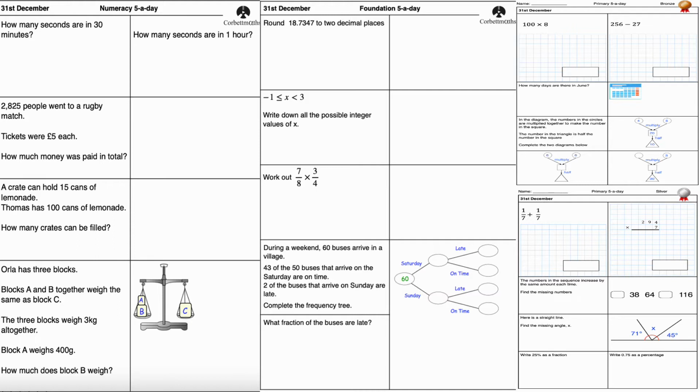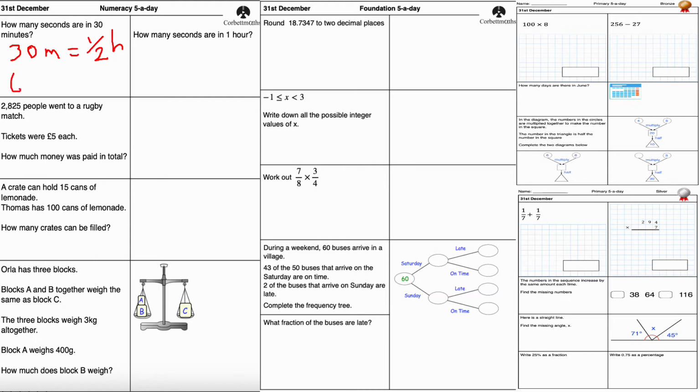Okay, so let's start with question number 1. How many seconds are there in 30 minutes? Well, 30 minutes is half an hour. Okay, there are 60 seconds in a minute.